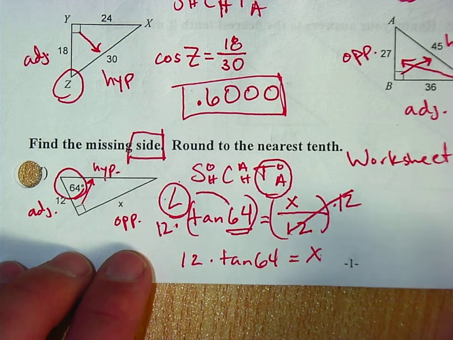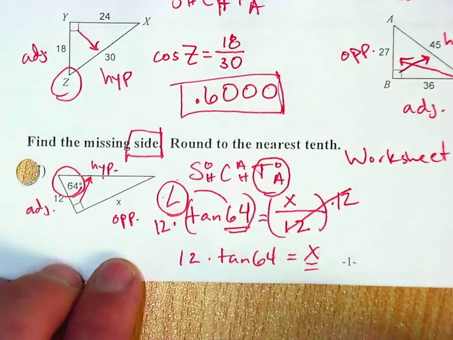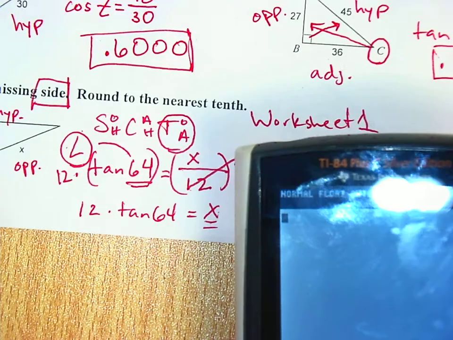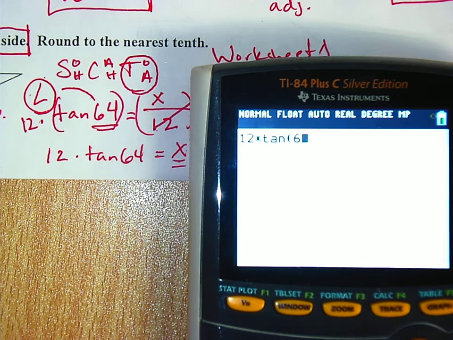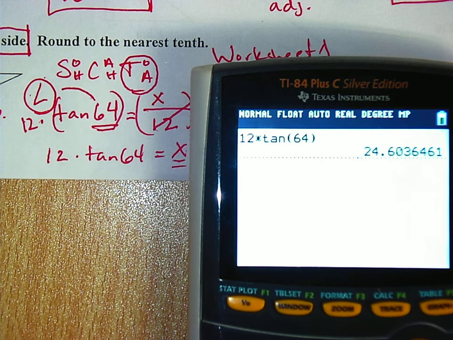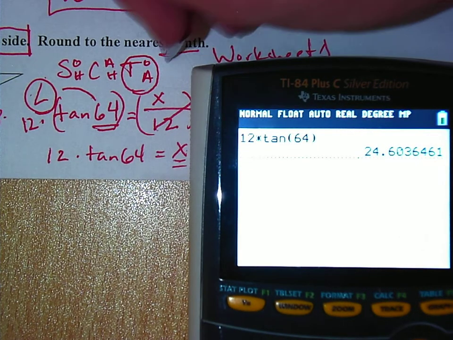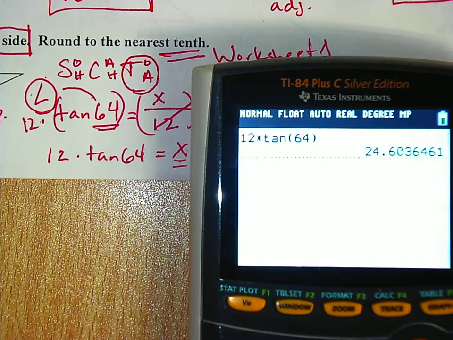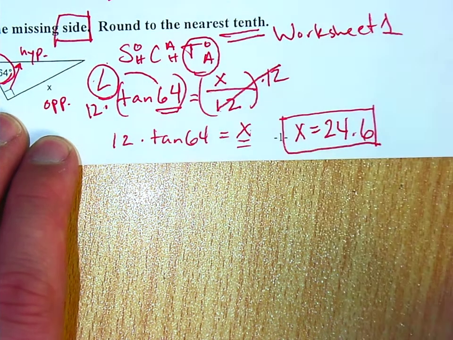Now my next step was to get x alone. Well, x is alone, so now I can just plug this right into my calculator. So I wanted 12 times tangent of 64, 24.603641. Notice they want it to the nearest tenth. So on the quiz, make sure you know what they want you to round to. So x is going to equal 24.6. So that's the nearest tenth.